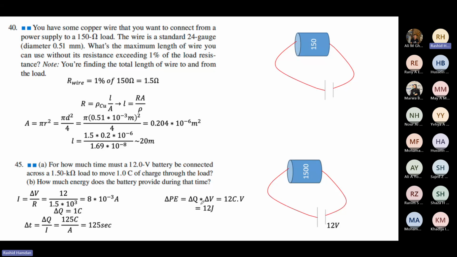We said that when we use wires, usually we ignore the resistance. We assume that they are perfect wires. Okay, is that logical or not? This question is basically what it's saying.